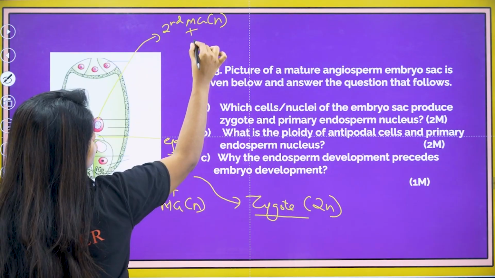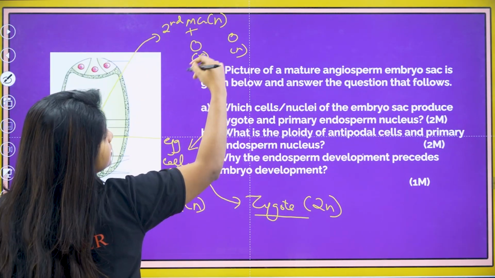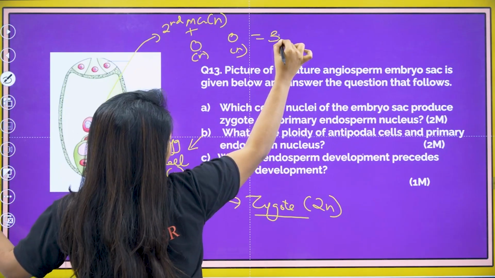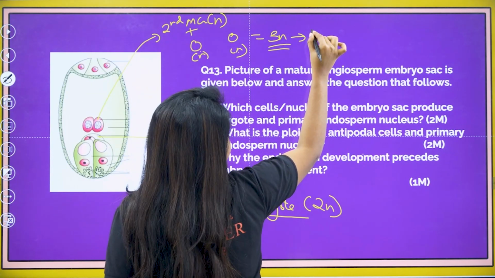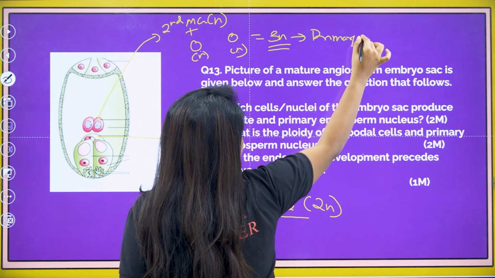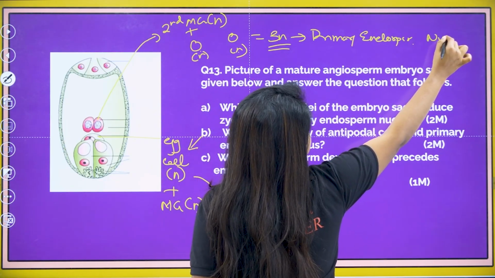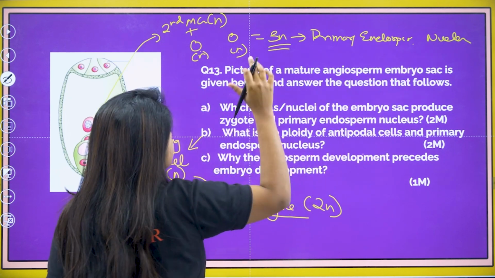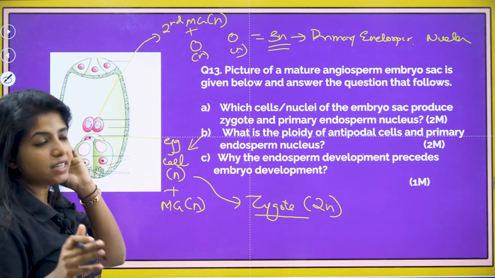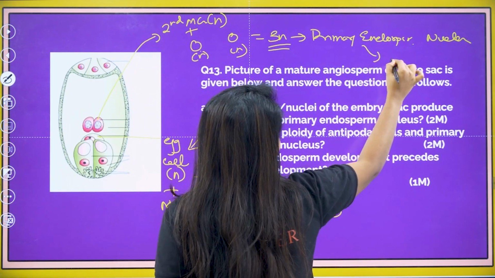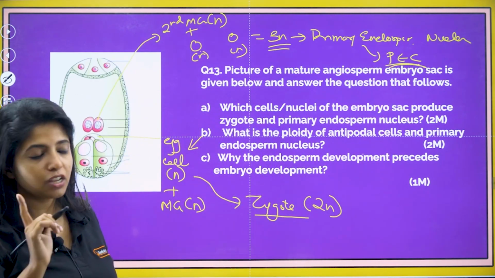the two polar nuclei. So two polar nuclei, both having n. So in total how many n is there? 1, 2, 3. So 3n number of chromosomes are going to be formed in the new nucleus, which is known as the primary endosperm nucleus, right? Primary endosperm nucleus. Now this nucleus belongs to which cell? Central cell? Now you don't call it central cell, you will call this the primary endosperm cell, PEC. It is triploid in nature, always remember.